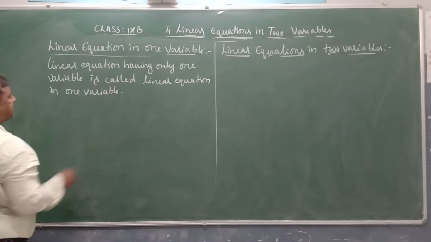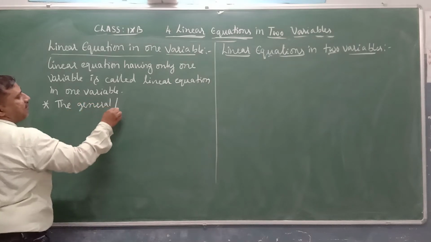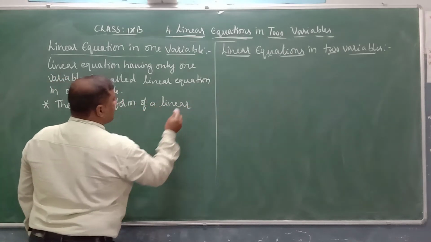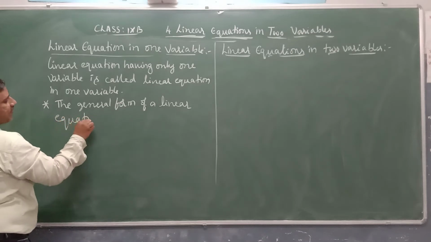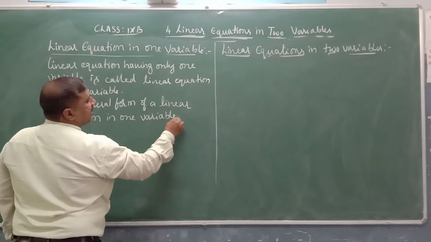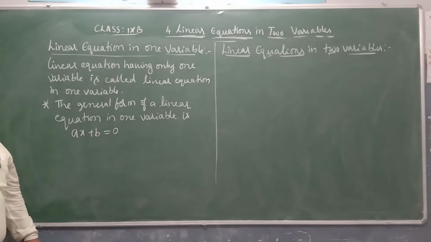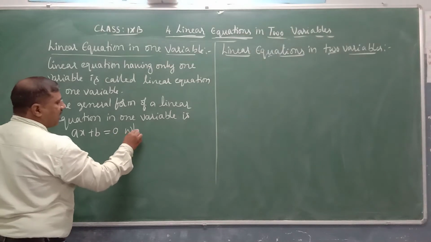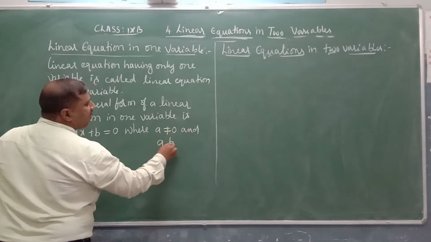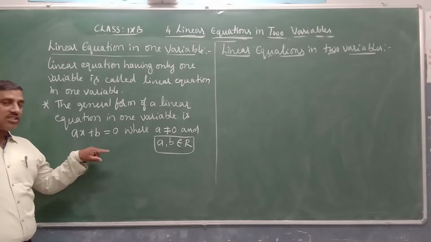Now the general form or standard form of a linear equation in one variable is ax plus b is equal to 0, where a is not equal to 0 and a, b belong to real numbers. Here the condition is a is not equal to 0.